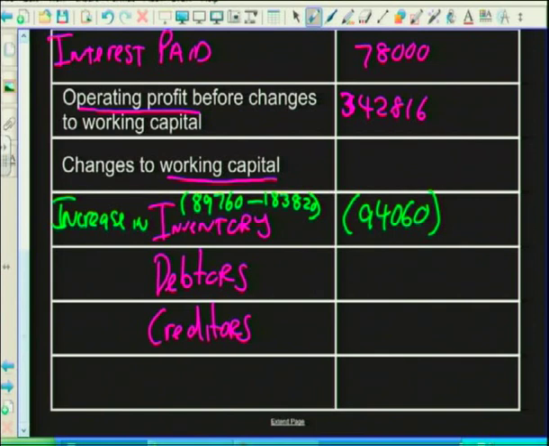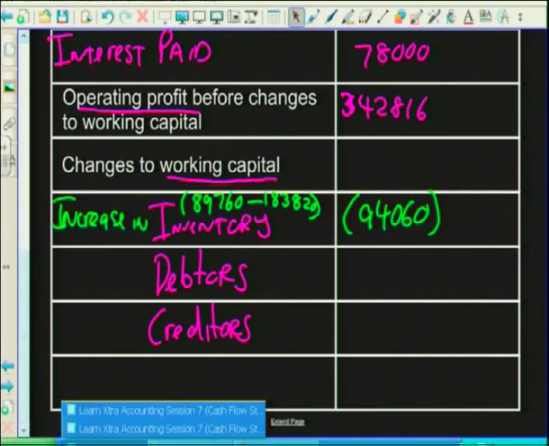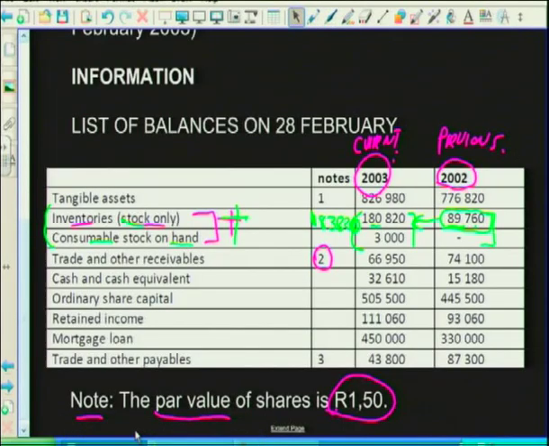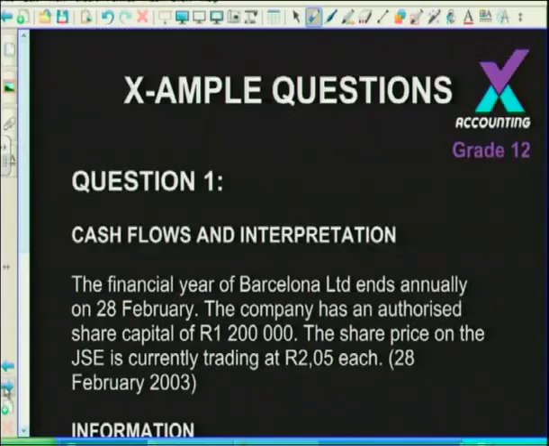Okay, right, let's now move on to your debtors. Debtors, again, back to our information, back to our balance sheet or extract from our balance sheet. We're now moving on to trade and other receivables in order to calculate our increase or decrease in debtors. Trade and other receivables, remember they asked us to go to information number 2. So let's do that. Let's go to information number 2.